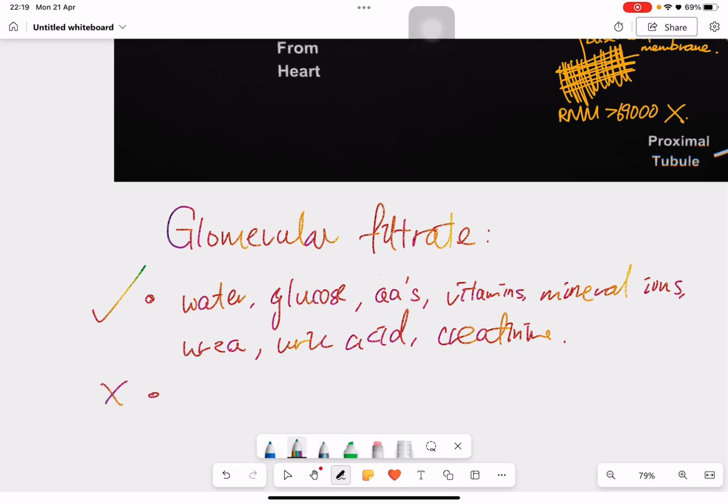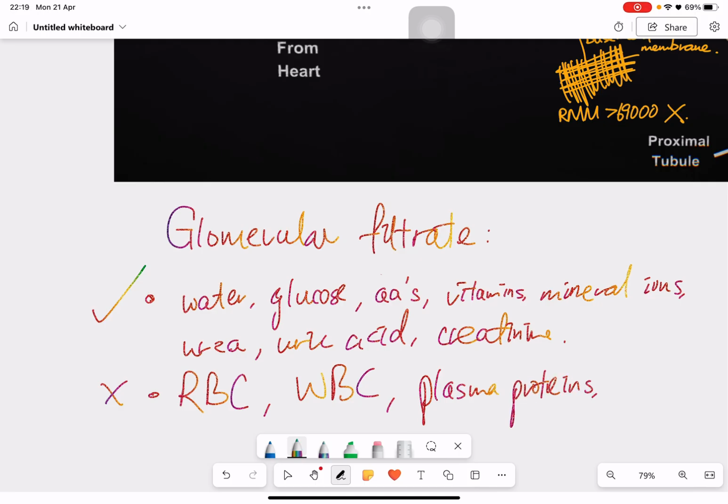What's not in the glomerular filtrate are the red blood cells, the white blood cells, the plasma proteins, and also anything that is larger than 69K relative molecular mass. And that's it.